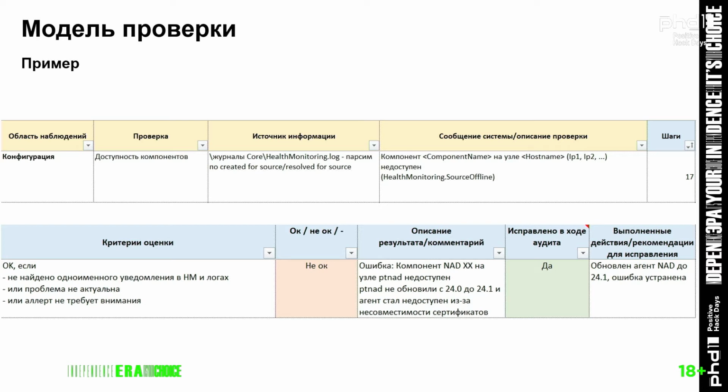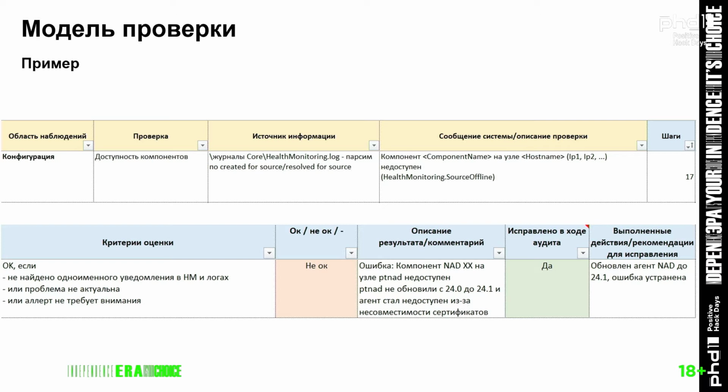So you see, there are fields there. We are showing what was being checked, the name of the check, for example, component availability check, source of information. So you see that it's a particular log, health monitoring log, that we are parsing with the help of automation scripts. I'm also showing here a specific response from the system that may be a trigger.